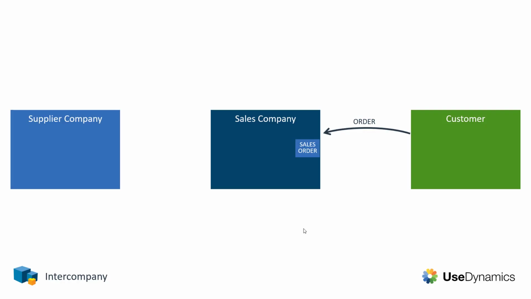With the intercompany app, you can see the inventory profile from your supply company directly on order in your sales company. Let's go to Business Central and see how that looks like.